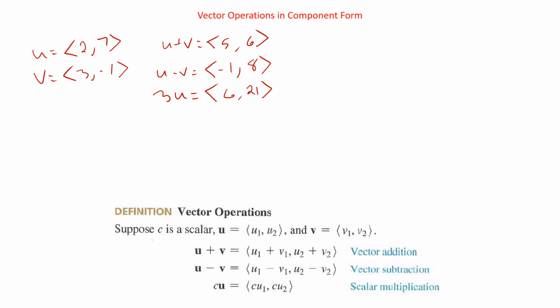So this is just the general rules for vector operations. Adding, we just add the two pieces. Subtracting, we subtract the two. And scalar multiple, we multiply each of them.